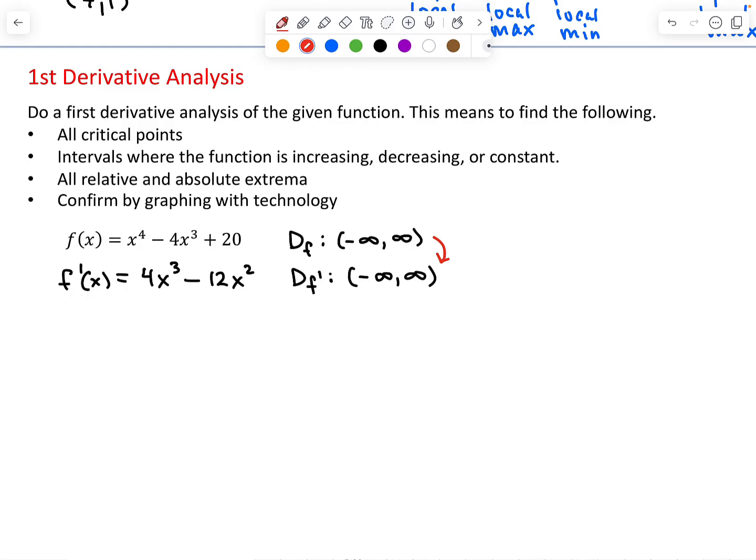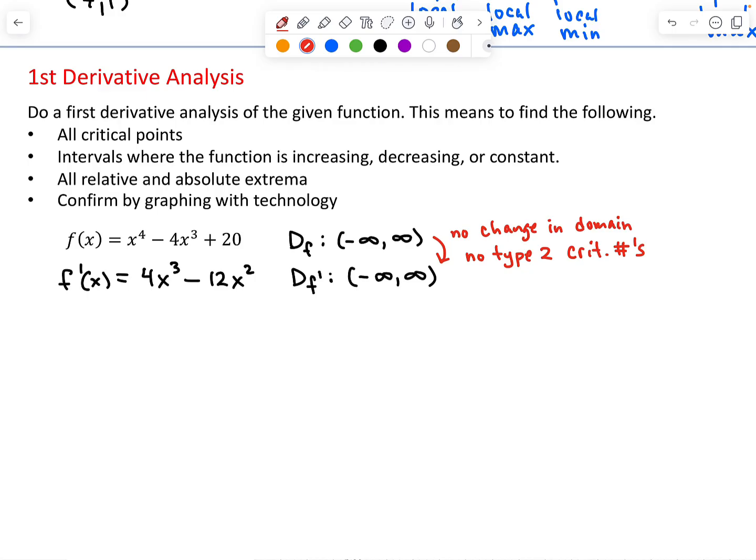Now, analyzing the domain both before and after differentiation is important because we're looking for any values of x that are okay in the original function, but that are no longer okay in the derivative. Such values of x would be type 2 critical numbers. But in this case, we have no change in domain, thus no type 2 critical numbers. In other words, there is no x that we cannot plug in to f prime that would cause f prime to be undefined for some reason.